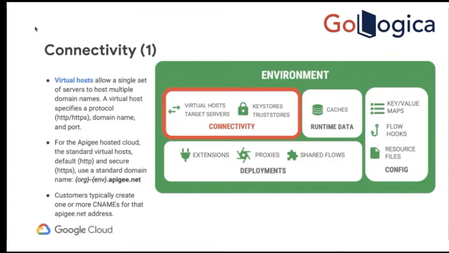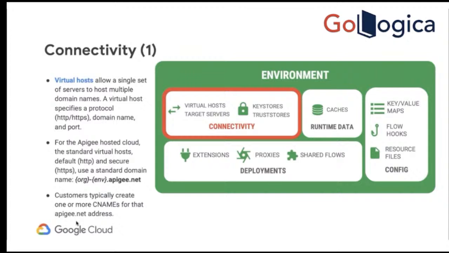And for HTTPS, Apigee has its own wildcard certificate, so they can use that. The customers usually create one or more CNAMEs for that apg.net address, and we can create our own virtual host. So in the paid org, you're allowed to add more virtual hosts. You can create more virtual hosts for your various environments.